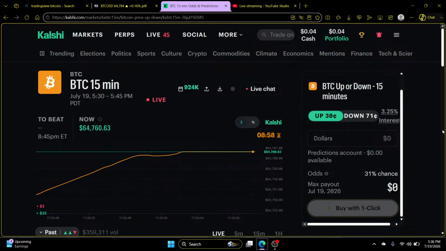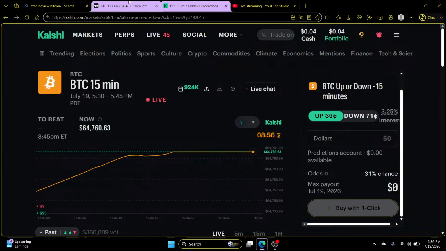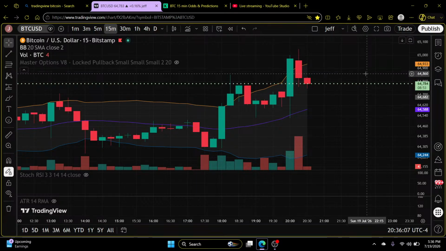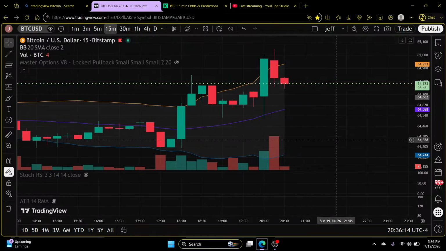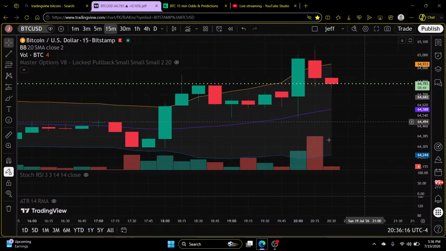So as it's getting closer to the end, I'm going to check the charts to see what's going on. So we're going to look at the volume now. So the volume ain't that great. It really never is on Bitcoin, which is weird.